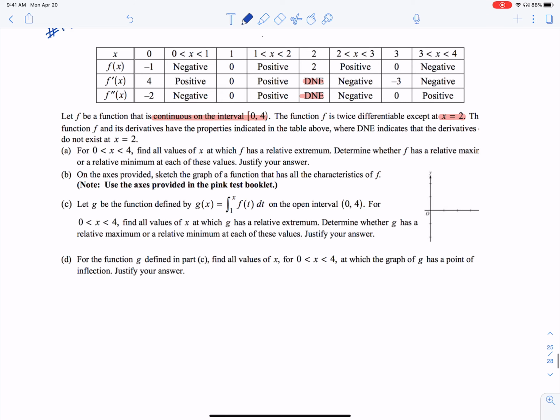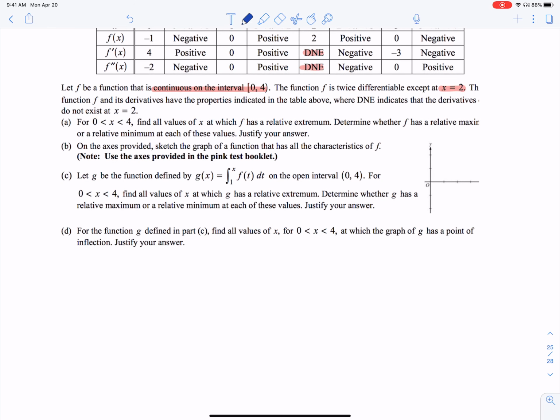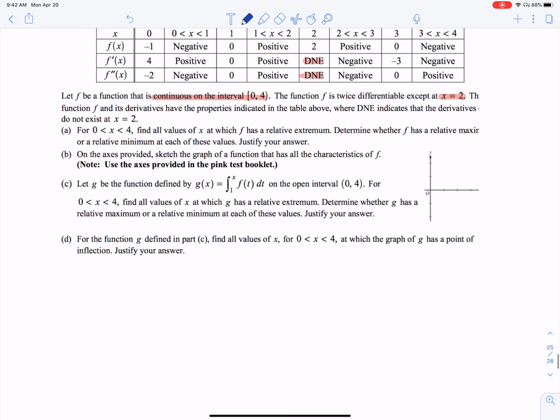What do we got to do? For x from 0 to 4, find all the values for which f has a relative extremum. Determine whether f has a relative maximum or relative minimum, then justify. Okay, so let's see. We want to find a relative extremum. So relative minimums, relative maximums. Let's think about where they occur.